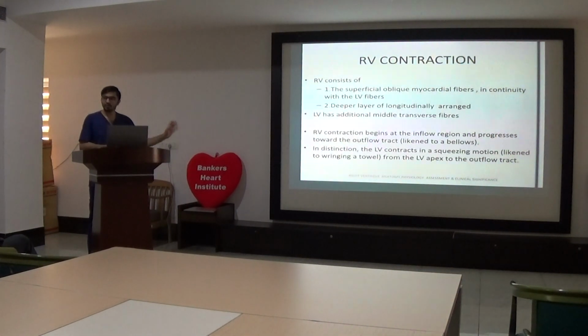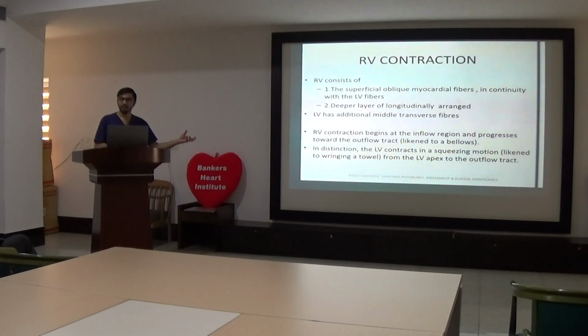Now we discuss the physiology of RV contraction. How the RV contracts differs from the LV. The RV lacks the middle transverse fibers like the LV, and consists of only one superficial oblique myocardial fiber layer and one deeper longitudinal layer. So it pumps from the beginning, from the inlet, to the apical and then to the outlet. It's not like the LV, which contracts from the apex toward the outlet.